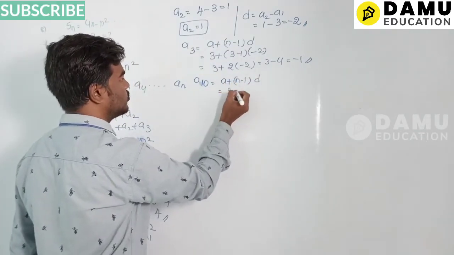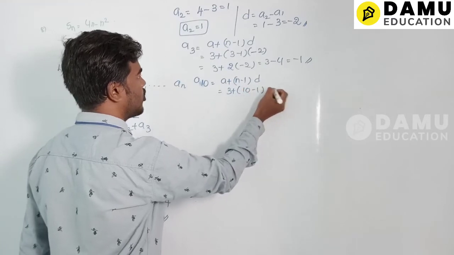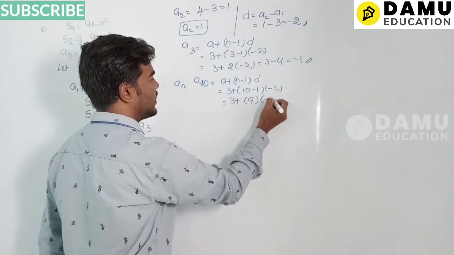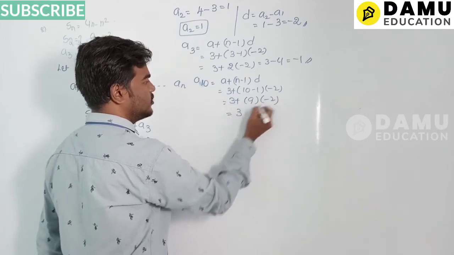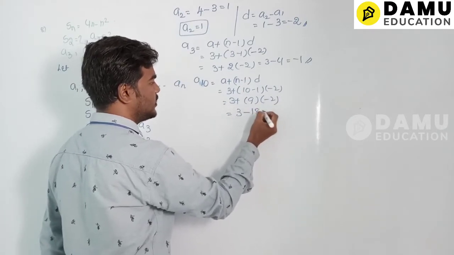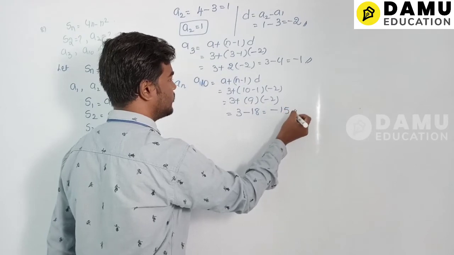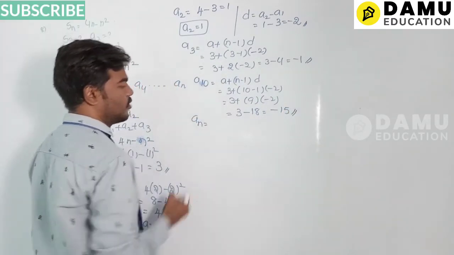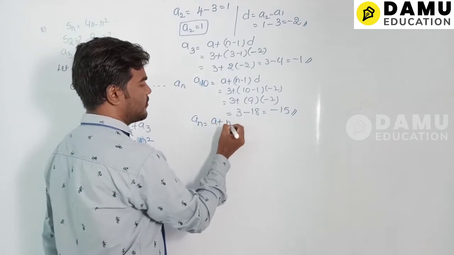So A10 will be equal to A plus n minus 1 into D. So A will be equal to 3, 10 minus 1 into the common difference, minus 2. So 3 plus 9 into minus 2. 9 2s are 18, so 3 minus 18 gives minus 15. So A10 will be equal to minus 15.